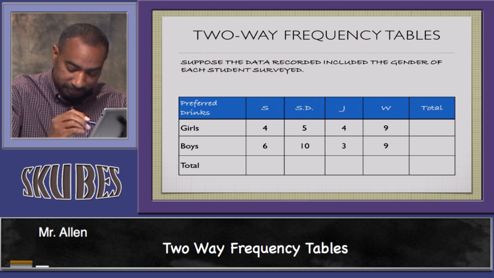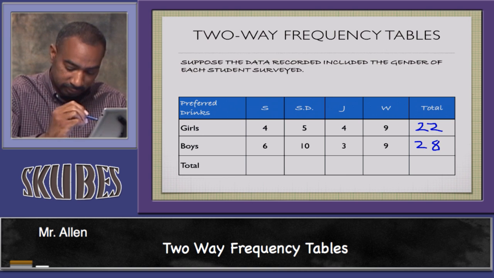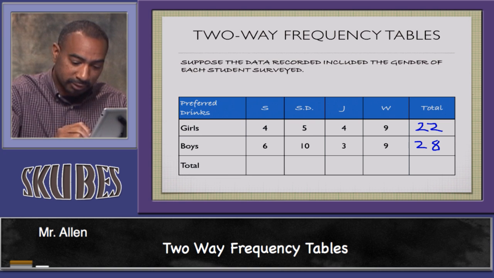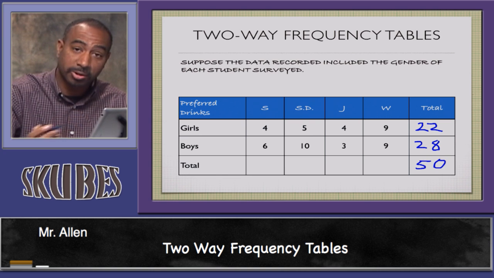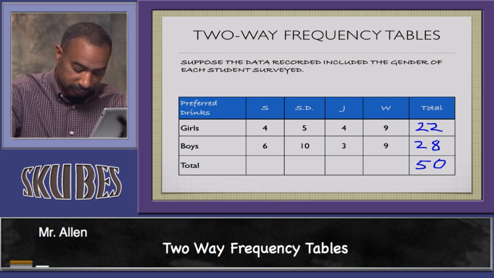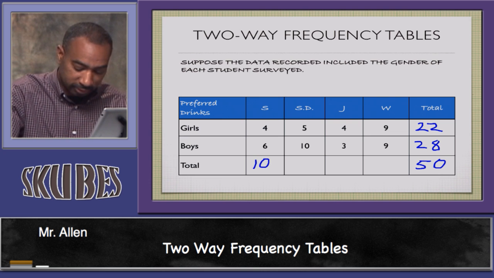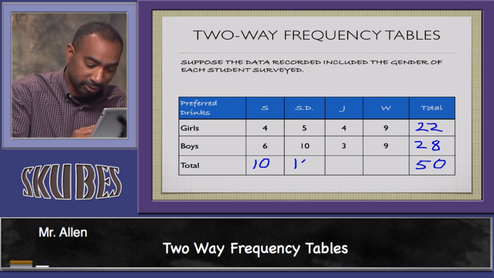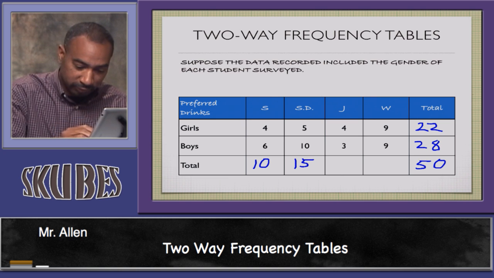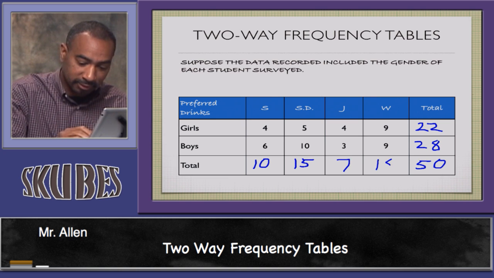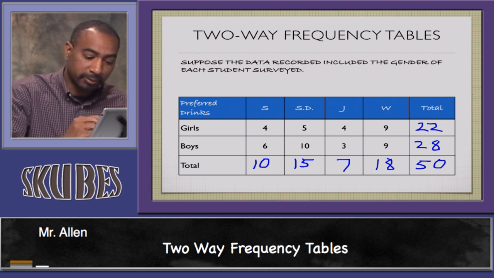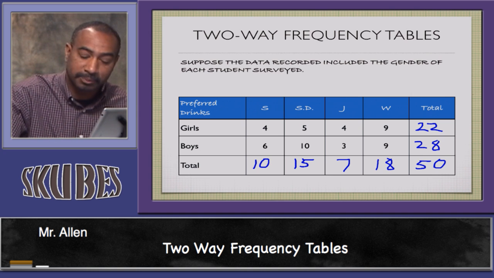What you're going to do is add them up. So you get 22 here. And if you add these up, you're going to get 28. And it should still add up to 50, because that's the total amount of students in general that were surveyed. Then you add this up, you get 10, right? That prefers soda in all. It should look just like the other chart we had earlier. So you get 15, 7, and 18. But now we include the gender of the students selected.